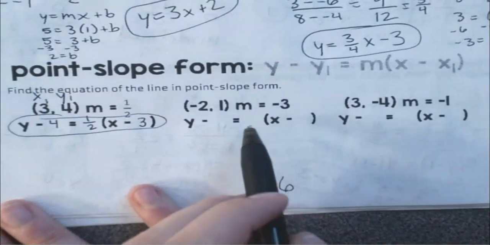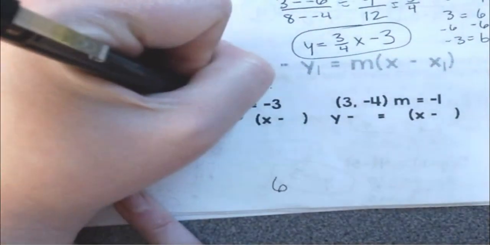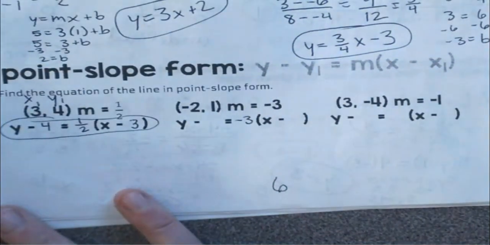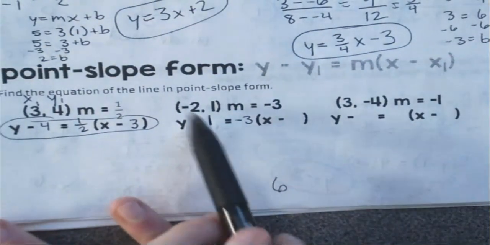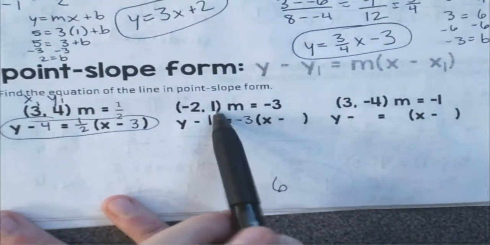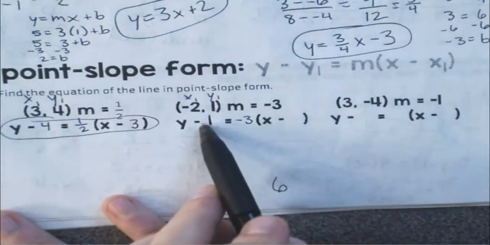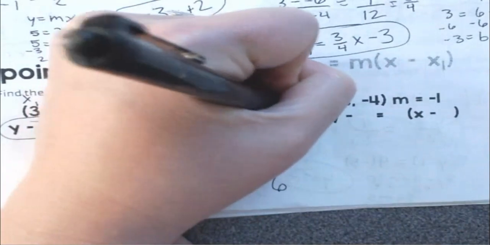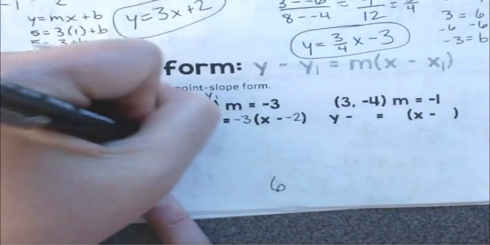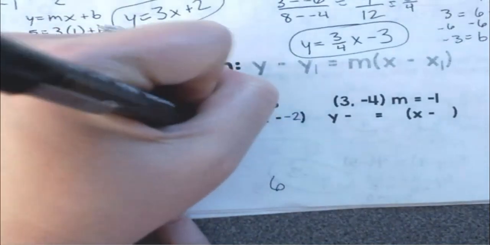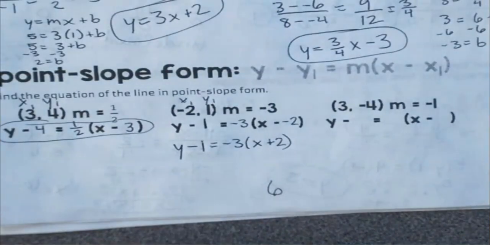The next one, my slope is -3, so I'm going to put that right there. And then my y1 is 1. I guess I'll write that, x1, y1. So I plug that in there. And then x minus -2. So this ends up turning into a positive, so I am going to rewrite this one. Y minus 1 equals -3, x plus 2.